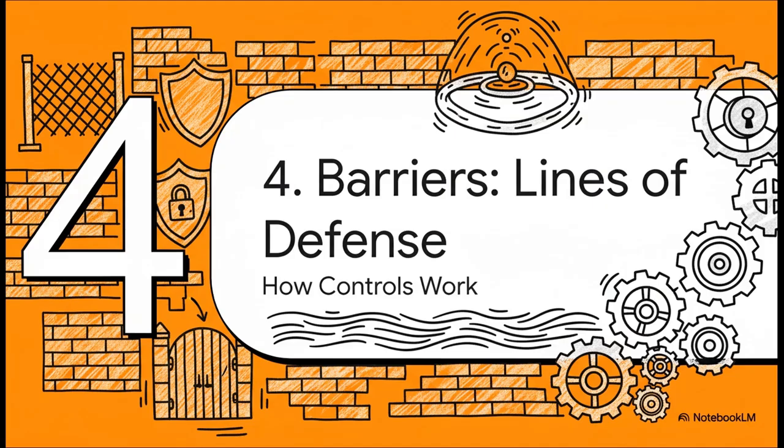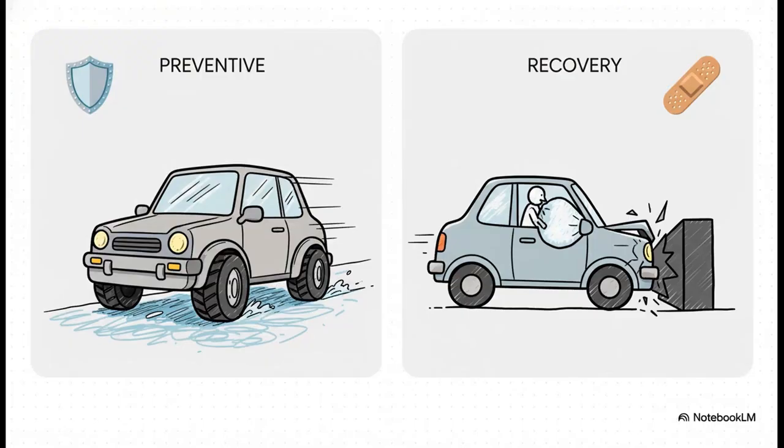In this next section, we're going to dig into how these barriers, our lines of defense, actually work, because understanding this is key to making this whole thing effective in the real world. Think about it this way. A preventative barrier is like having good tires with plenty of tread. Its job is to stop you from losing control of the car in the first place. A recovery barrier, on the other hand, is like your airbag. It's not going to stop you from losing control, but if you do, it's there to lessen the harm. And you absolutely need both types.